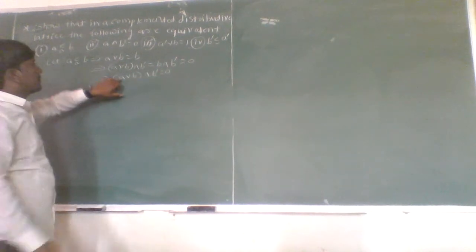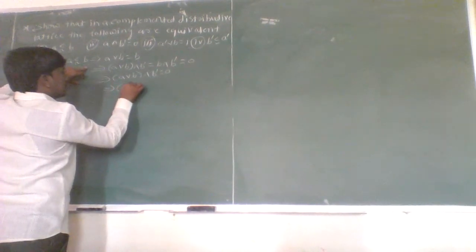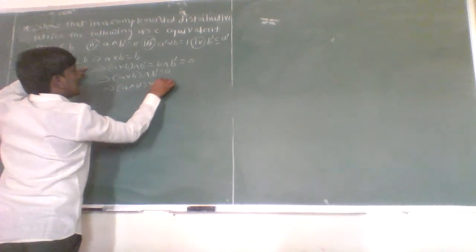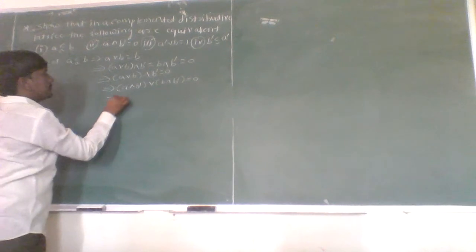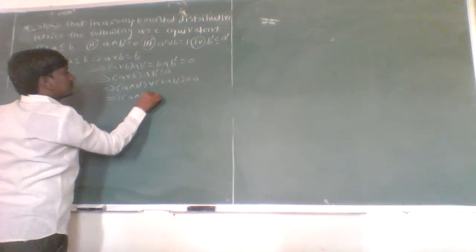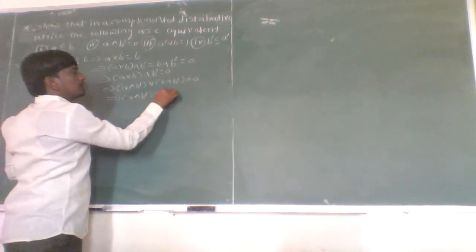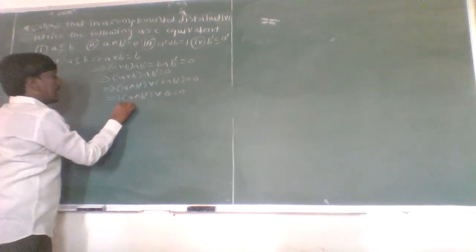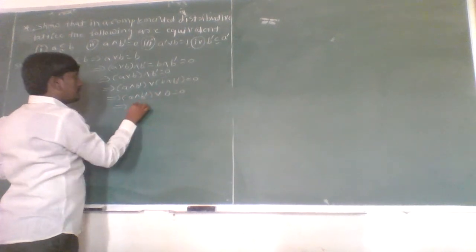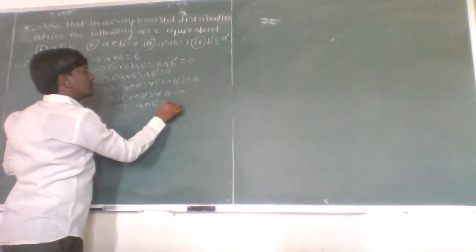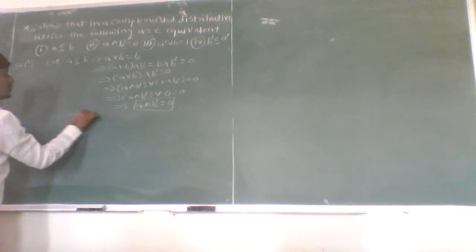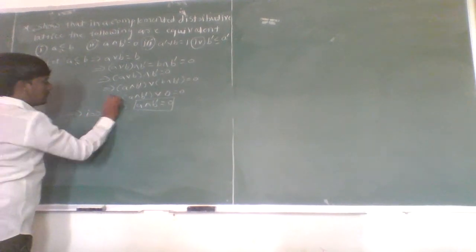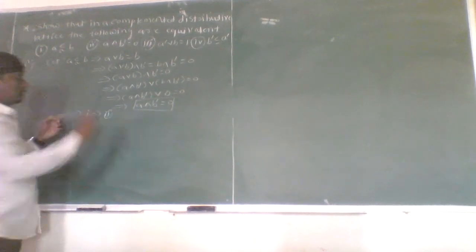Now, this is nothing but (A meet B dash) join (B meet B dash), which is equal to 0. Again B meet B dash is 0, and (A meet B dash) join 0 is nothing but A meet B dash, which is equal to 0, and which is the second statement. From this we say that 1 implies 2.